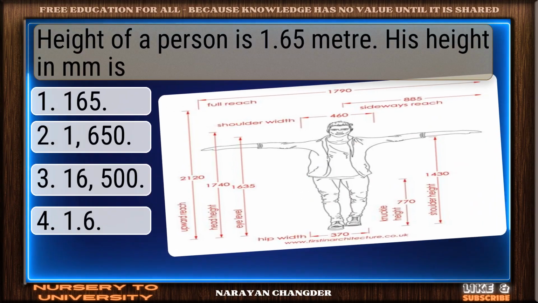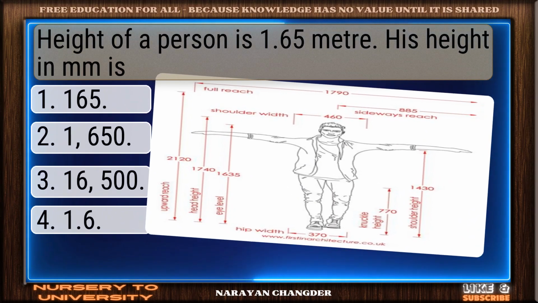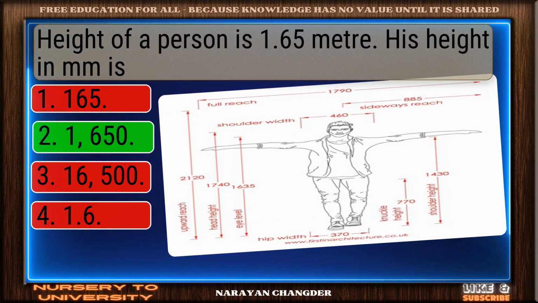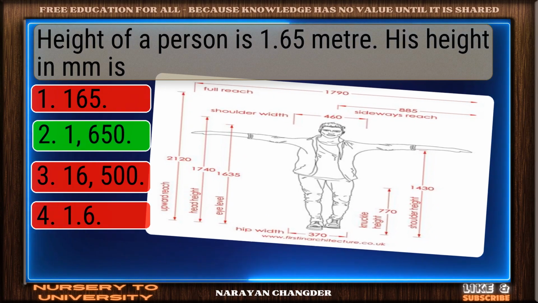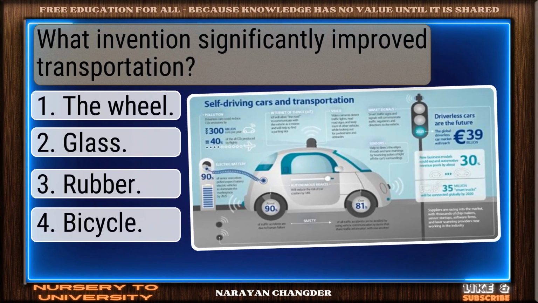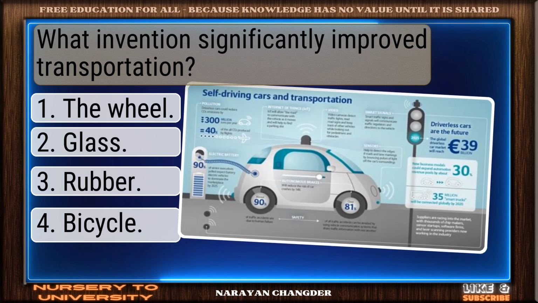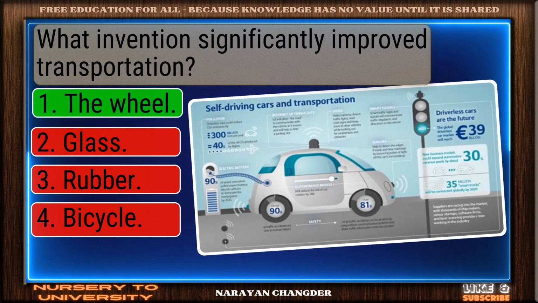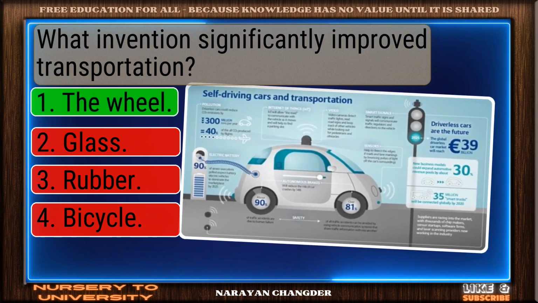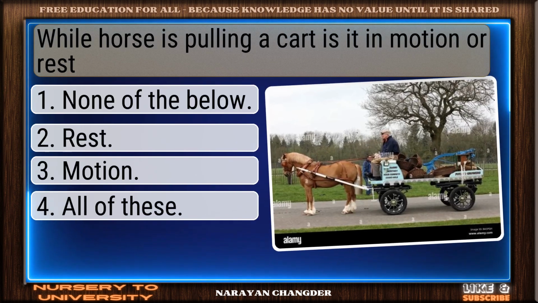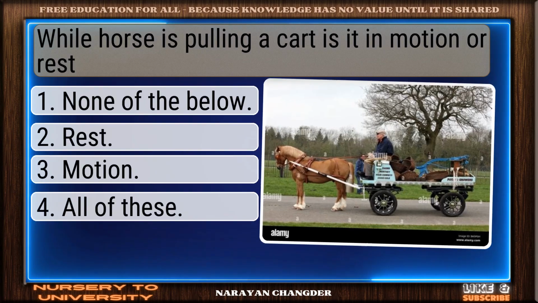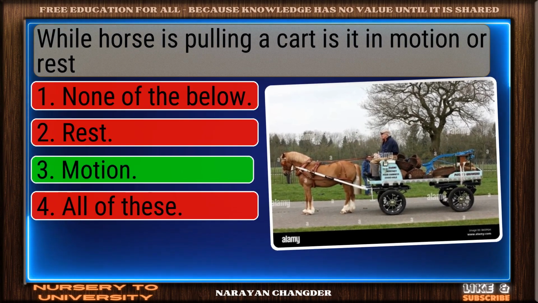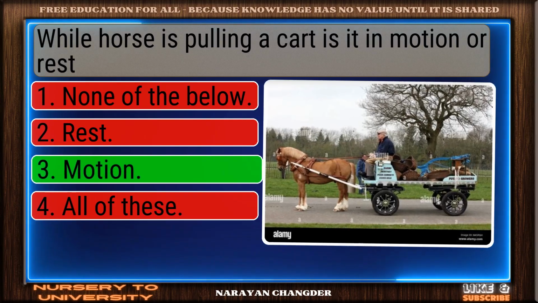Height of a person is 1.65 meter. His height in mm is. Great thinking. 1,650 is the right choice. What invention significantly improved transportation? Good job. Your answer, the wheel works well here. While horse is pulling a cart, is it in motion or rest? Nicely done. Motion is a solid answer.